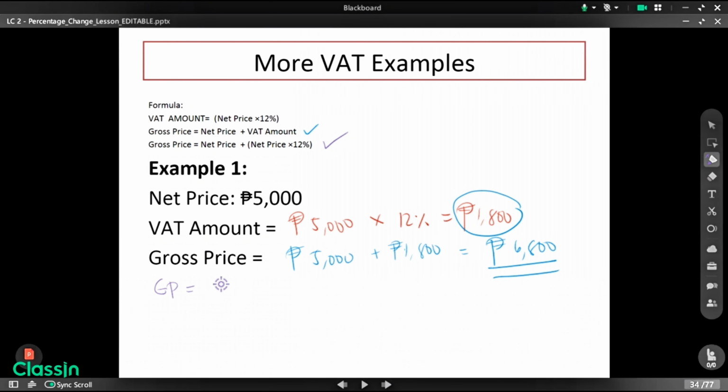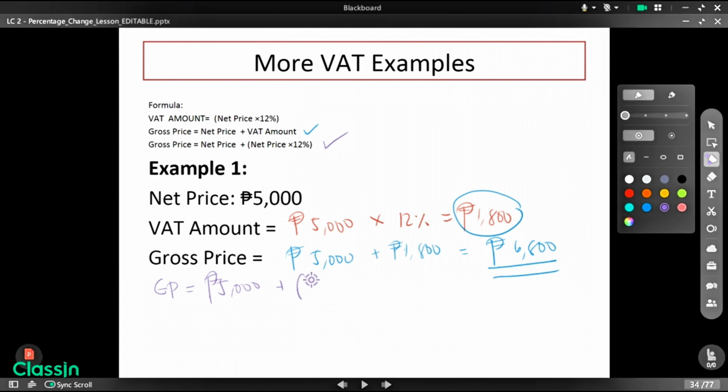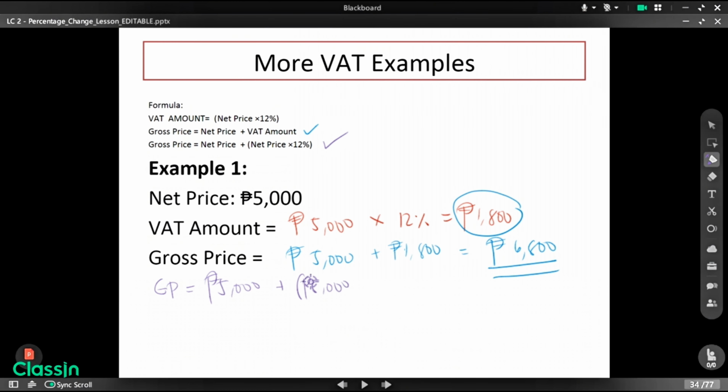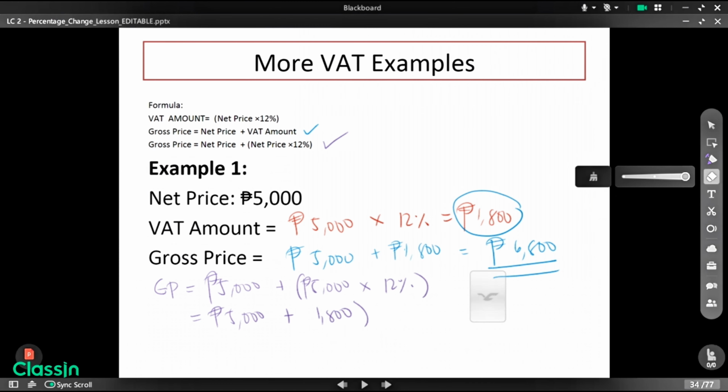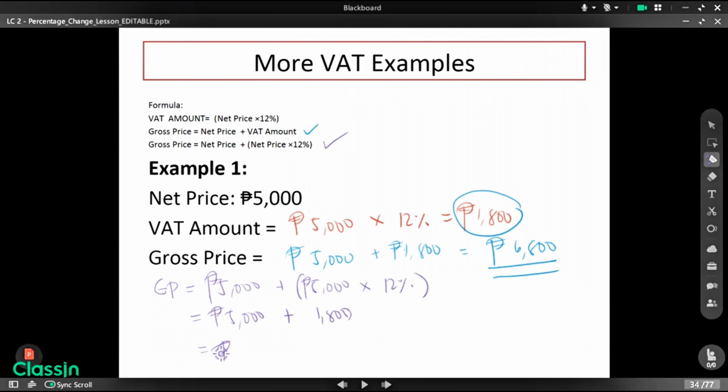So the gross price is equal to 5,000 pesos plus 5,000 pesos times the VAT rate. 5,000 pesos multiplied by the VAT rate. So the answer is still 5,600 pesos.